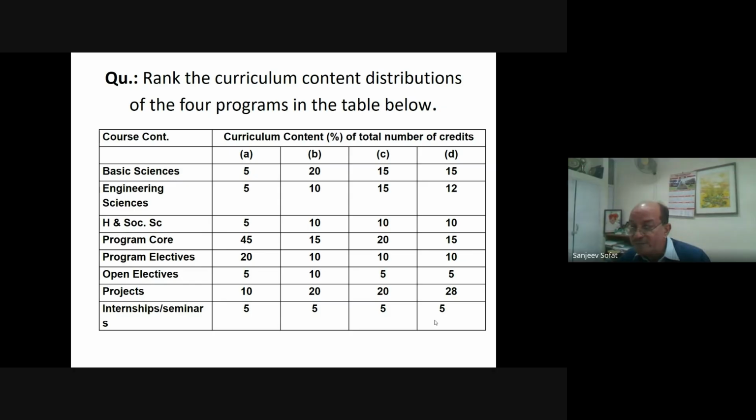Anju Bhatt, you never said which is the balanced curriculum. Chinmay also says C, but it has a little more weightage on the core only.